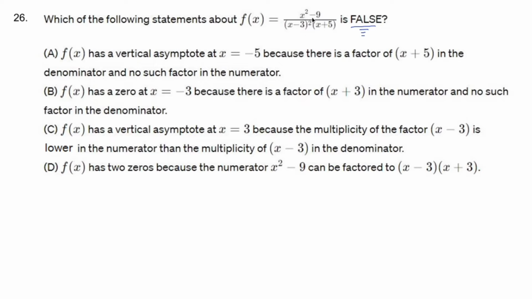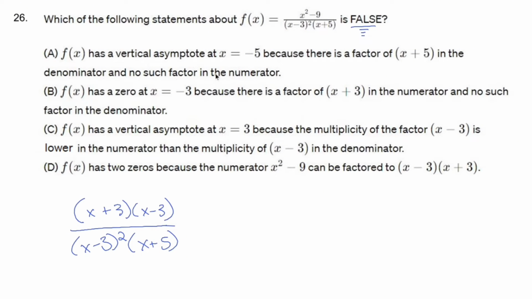This is what we're looking at. We're looking at a rational function. The denominator is factored, the top is not. So let's factor out the numerator. x² - 9 is a difference of squares, x² - 3², so it becomes (x + 3)(x - 3), like so. The denominator does not change: (x - 3)² times (x + 5).